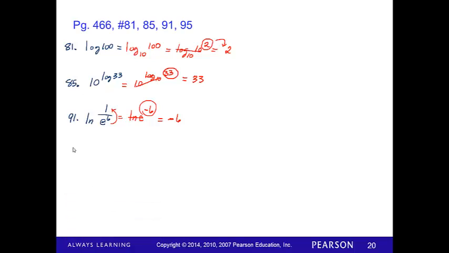All right, one more. Let's look at number 95. So it says natural log of e raised to the 9x power. Well, again, e and natural log, they're inverses, so they cancel each other out, and you're left with the exponent, which is 9x.